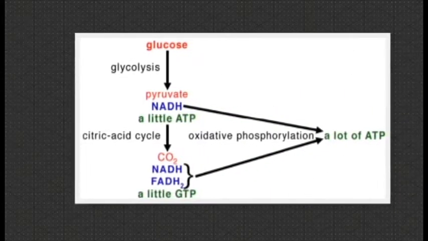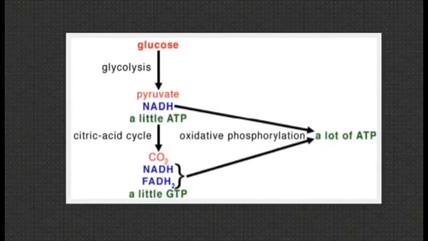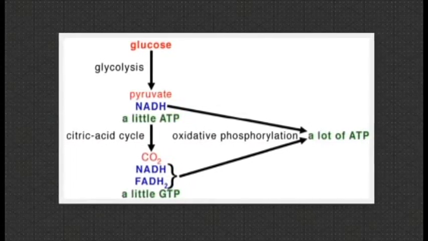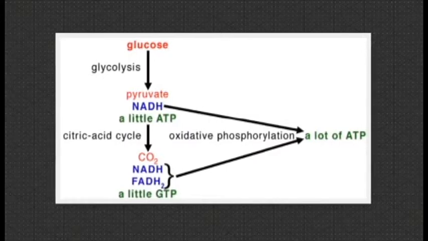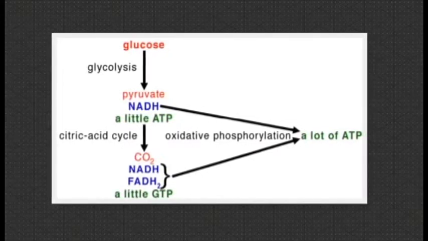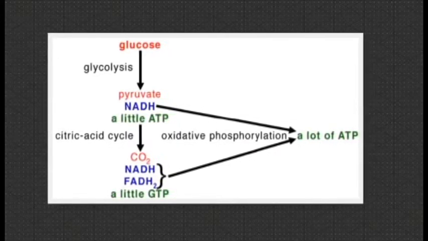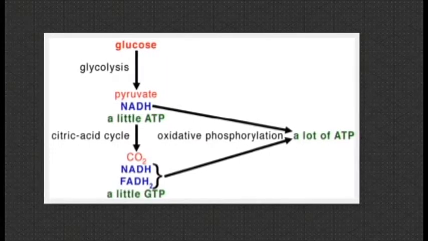This image right here is a very quick and simple overview of the process. First of all, there is glycolysis, and then the citric acid cycle, and they produce a little ATP and a little GTP, and then there is oxidative phosphorylation, which produces a lot of ATP.